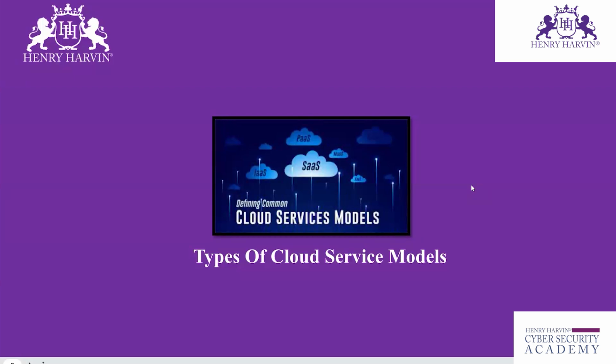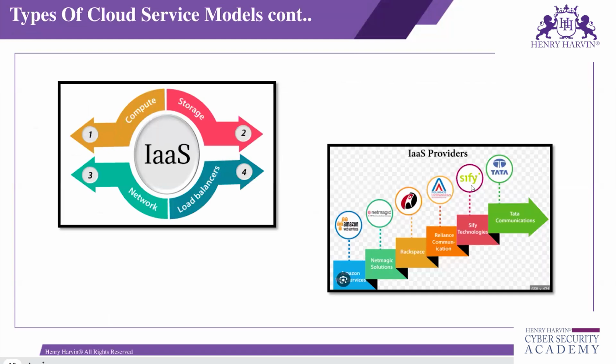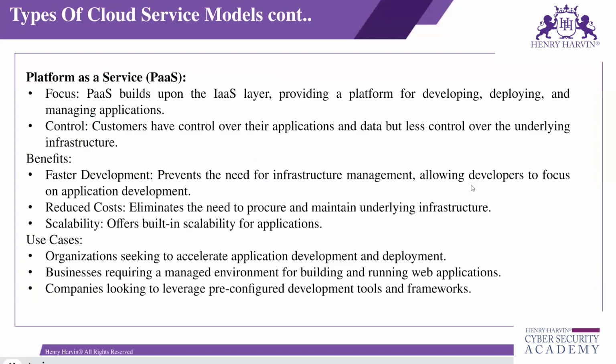Now we will discuss types of cloud service models. Here one by one we will see infrastructure as a service. Infrastructure as a service means we are discussing the entire computer. Here we will see the benefits: flexibility, scalability, cost effectiveness, all these things. Compute, storage, network, load balancers, all come under this. IaaS providers are given here. Well-known IaaS service providers are Amazon. You can see here Reliance, City, Tata, all these things are there.